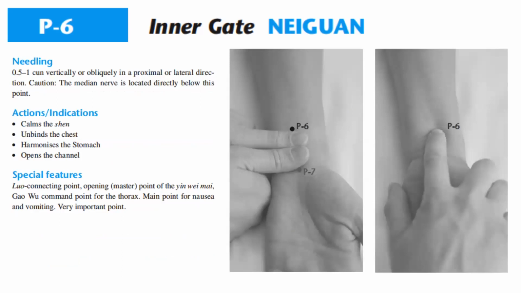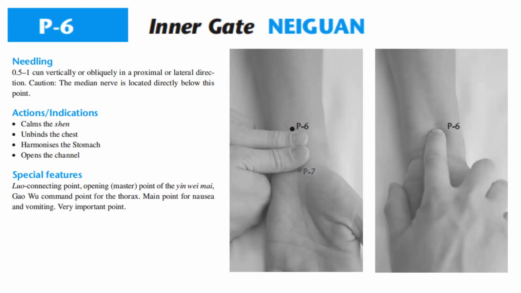Needling is 0.5 to 1 sun, vertically or obliquely in a proximal or lateral direction. Caution: the median nerve is located directly below this point. Actions or indications: calms the shen, unbinds the chest, harmonizes the stomach, opens the channel. Special features: PC6 is a luo connecting point.